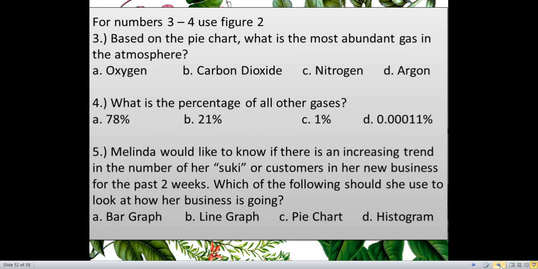Number 4, what is the percentage of all other gases? Number 5, Melinda would like to know if there is an increasing trend in the number of her suki or customers in her new business for the past 2 weeks. Which of the following should she use to look at how her business is going?